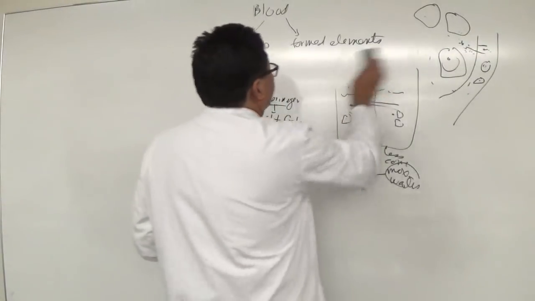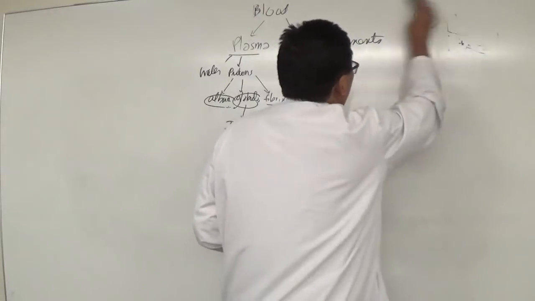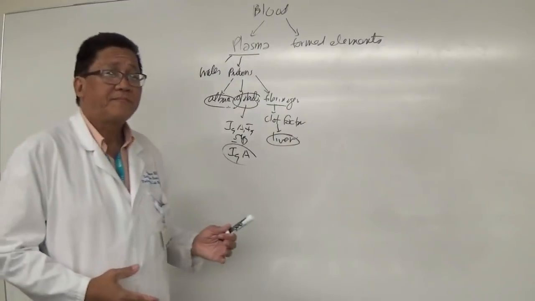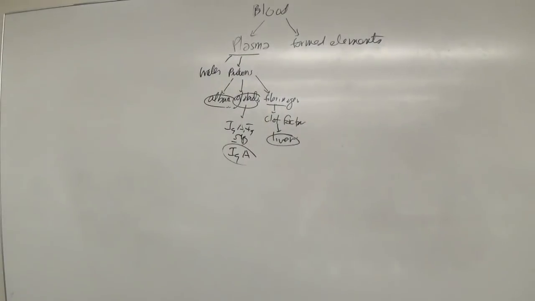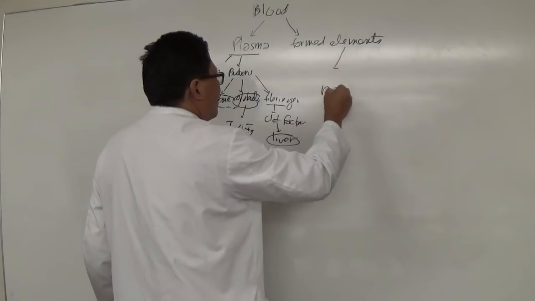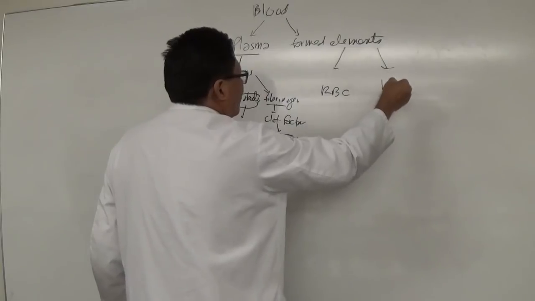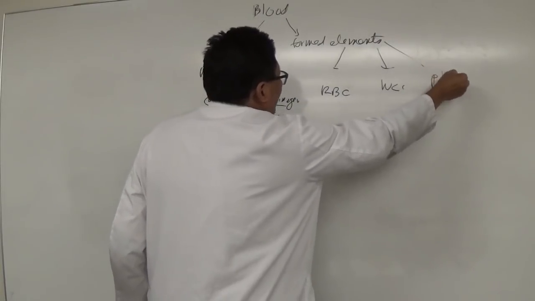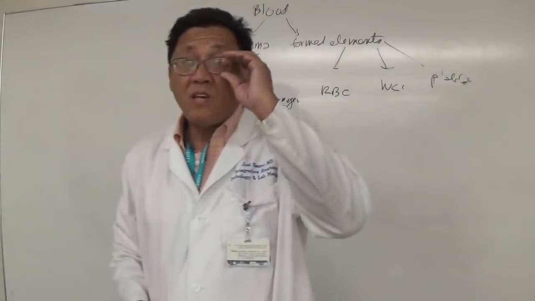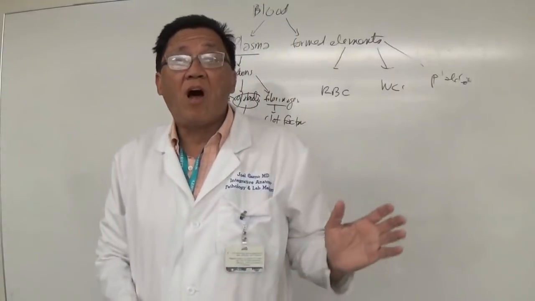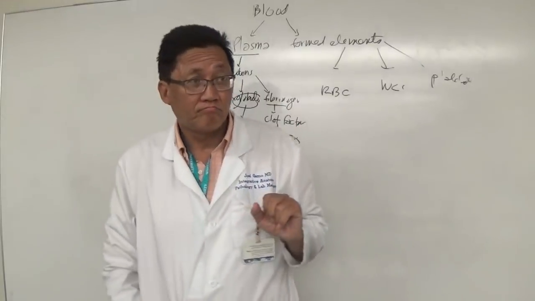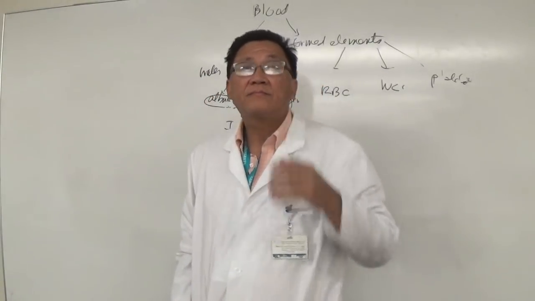Now, let's go to the formed elements. Okay, what are these formed elements, class? Let's say it again. Red blood cells. Okay, red blood cell. White blood cell. Platelet. What's another name for red blood cell? Erythrocyte. What about for white blood cell? What does leukocyte mean? White cell. What about platelet? It's just platelet.